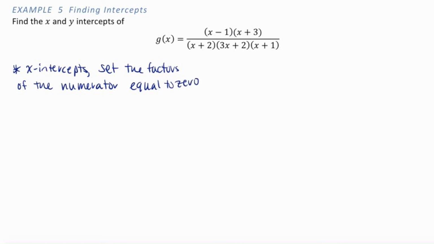In case you're wondering why we do that, let's suppose, and don't do this on your own paper, I let this entire function equal 0. My very first step is going to be multiplying both sides by this denominator, which will leave me with just x minus 1 times x plus 3 equal to 0.